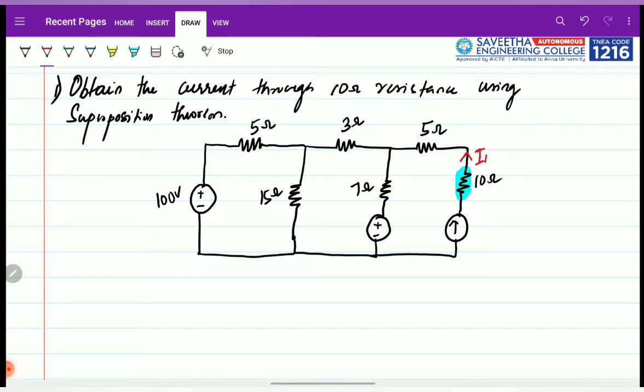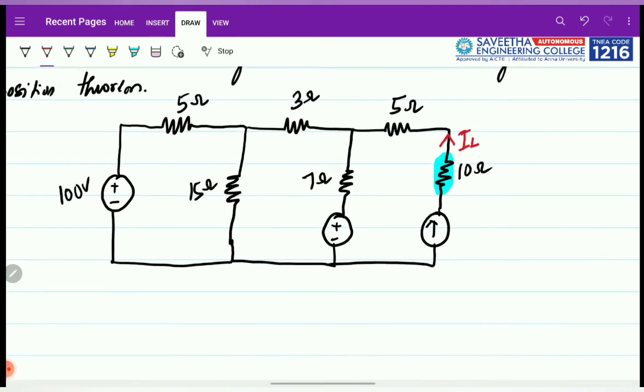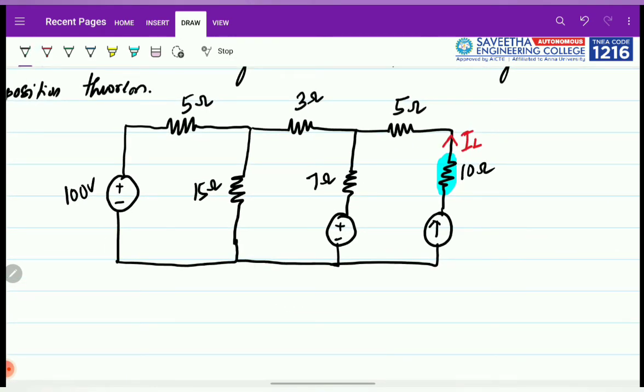Okay, let me take this as the load current, and you are given the sources here. Let us take this as 50 and this is 10 amperes, right? Many people will think that since you have been given a 10 ampere current source, the 10 ohm resistor will have only the 10 amperes of current flowing through it.